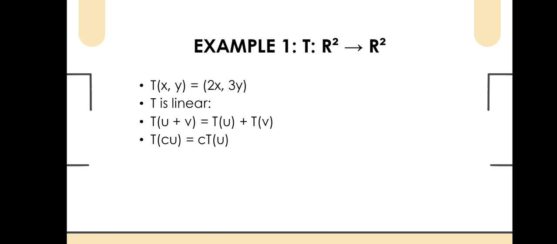Example 1, T: R squared to R squared. Let T(x, y) is equal to (2x, 3y). We can show this is a linear transformation because T(U + V) is equal to T(U) + T(V), and T(CU) is equal to C T(U). It behaves just like we expect from a linear function.